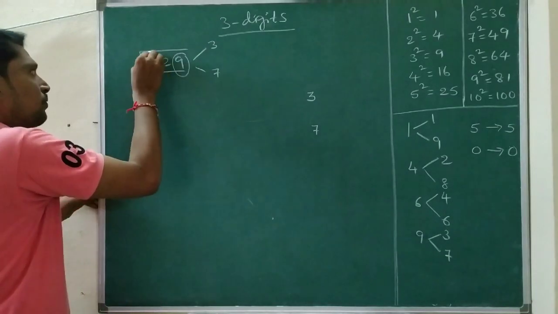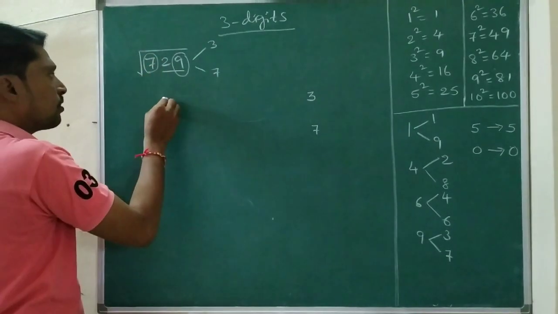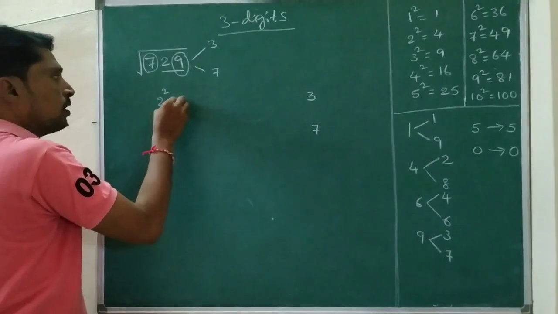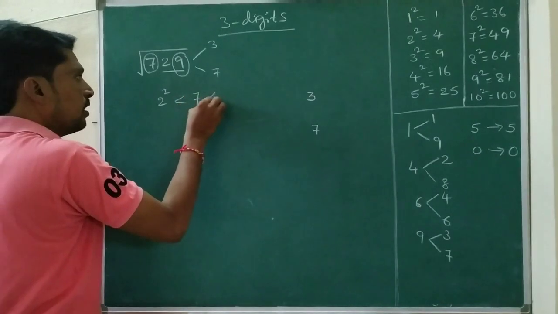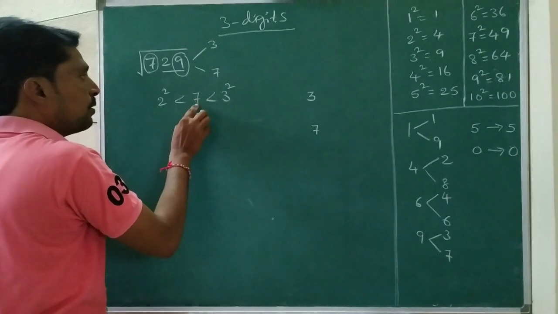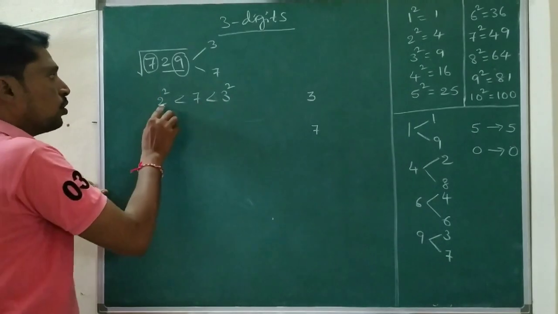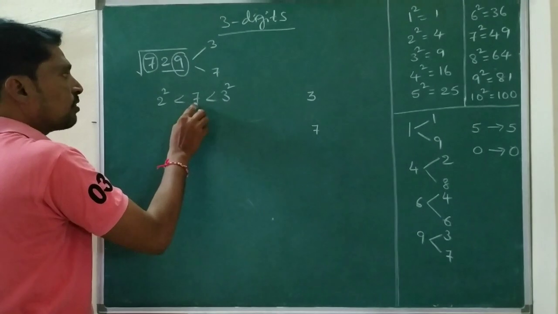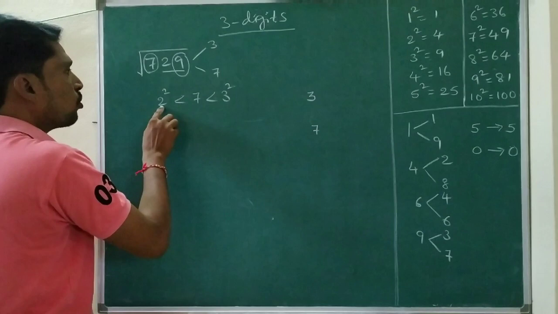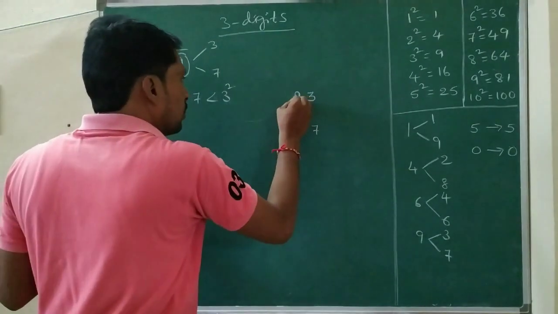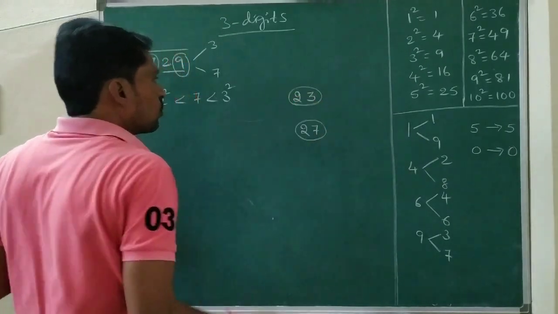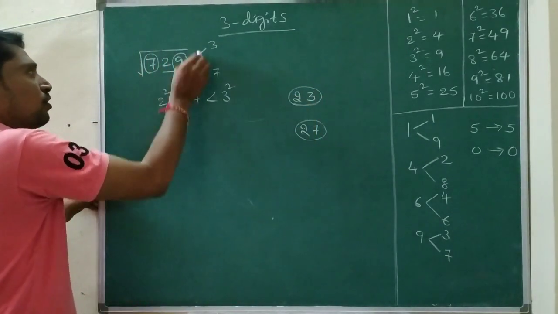Next, the remaining number on the left is 7. Between which square numbers does 7 lie? 2 square means 4, which is less than 7, and 3 square means 9, which exceeds it. So 7 lies between 2 square and 3 square, and we take the smaller value. Now we have 27 and 23. The square root is one of these two numbers.